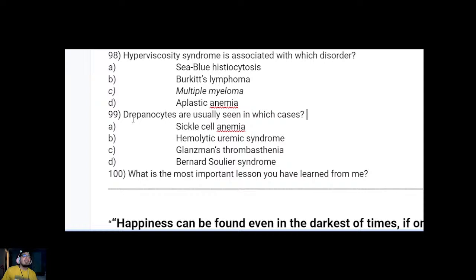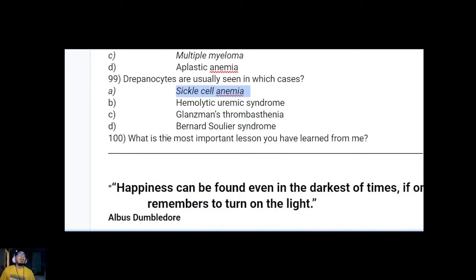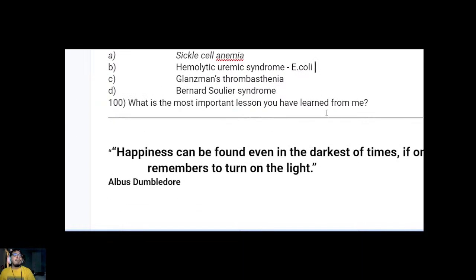Drepanocytes are usually seen in what cases? Sickle cell anemia. Inetchos ko lang kayo, pinalitan ko lang yung sickle cell into drepanocytes. Okay? Walang kinalaman ang Glanzmann thrombasthenia at saka ang Bernard-Soulier. These are both what? Coagulation disorders. Hemolytic uremic syndrome is a hemolytic syndrome caused by E. coli.